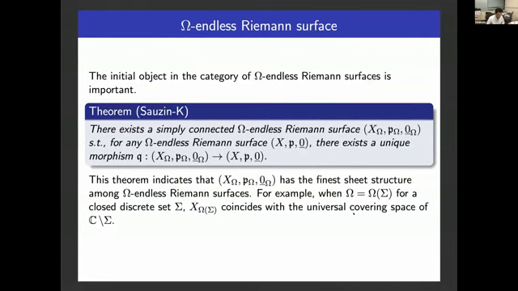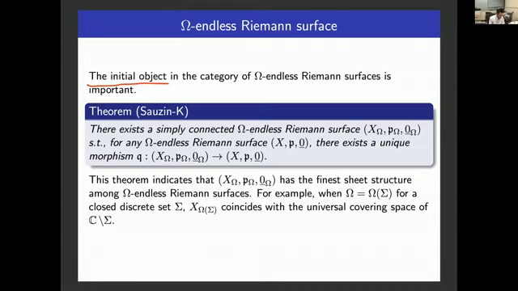And so we introduced omega-endless Riemann surfaces, but the most important one is the initial object in the category of omega-endless Riemann surfaces. That is the most important one, because the existence of the initial object is guaranteed by this theorem. It is obtained by joint work with David Sauzin.